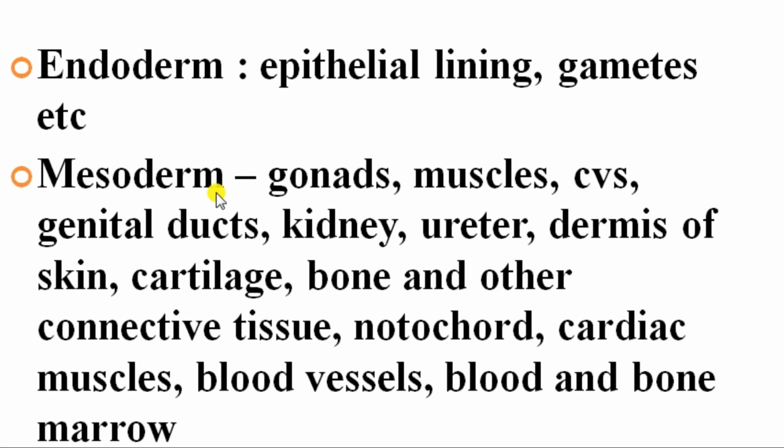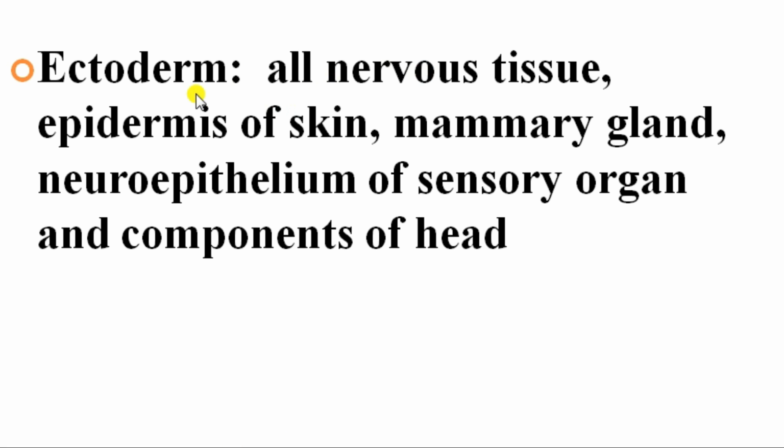And from the mesoderm, the structures produced by this germ layer are gonads, muscles, cardiovascular system, genital ducts, kidney, ureter, dermis of the skin, cartilages, bone and other connective tissue, notochord, cardiac muscles, blood vessels, blood and bone marrow. The structures produced from the ectoderm are all nervous tissue, epidermis of skin, mammary gland, neuroepithelium of sensory organ and components of head. So nervous system is developed from ectoderm.